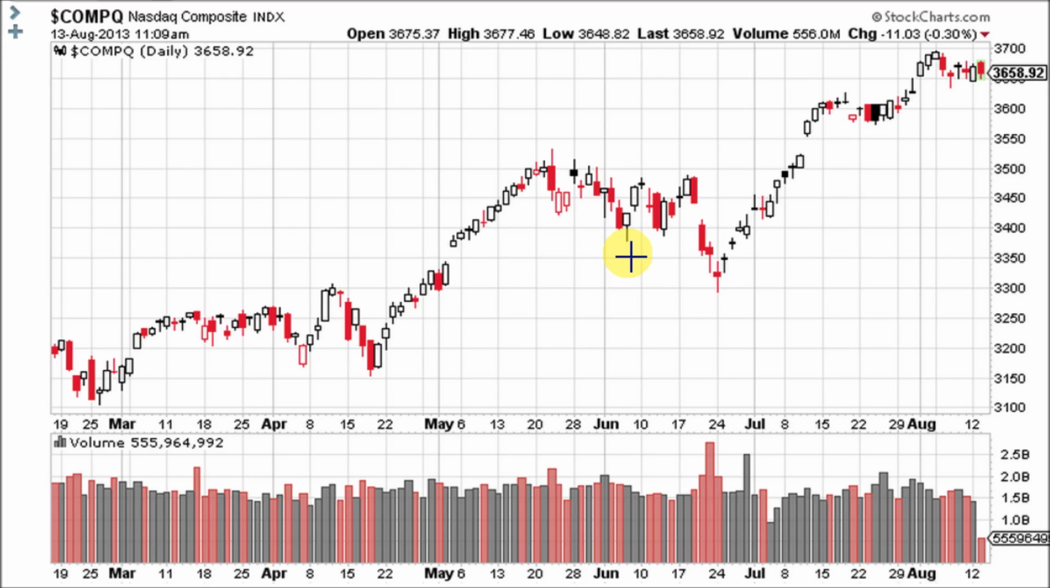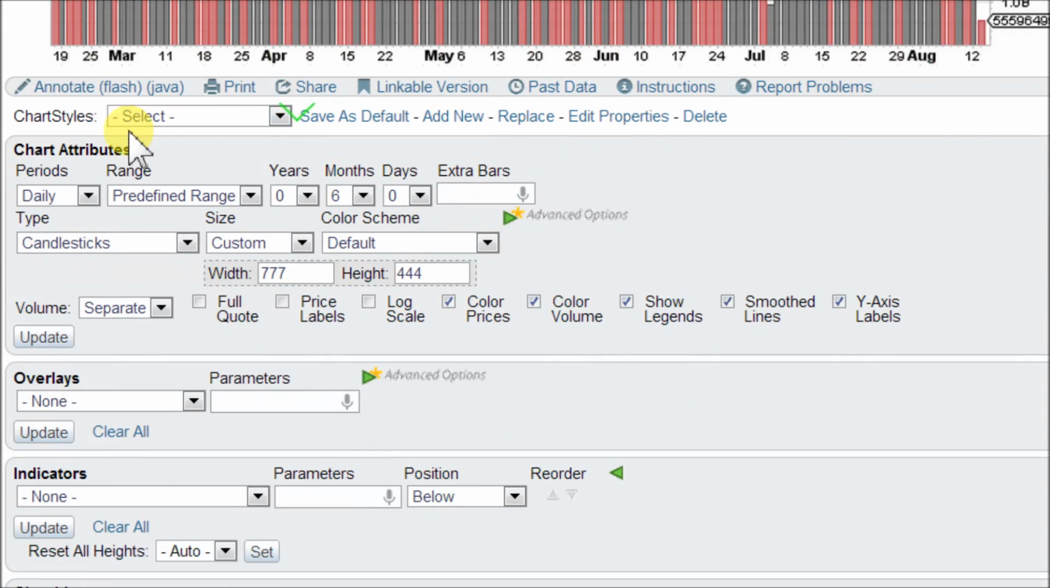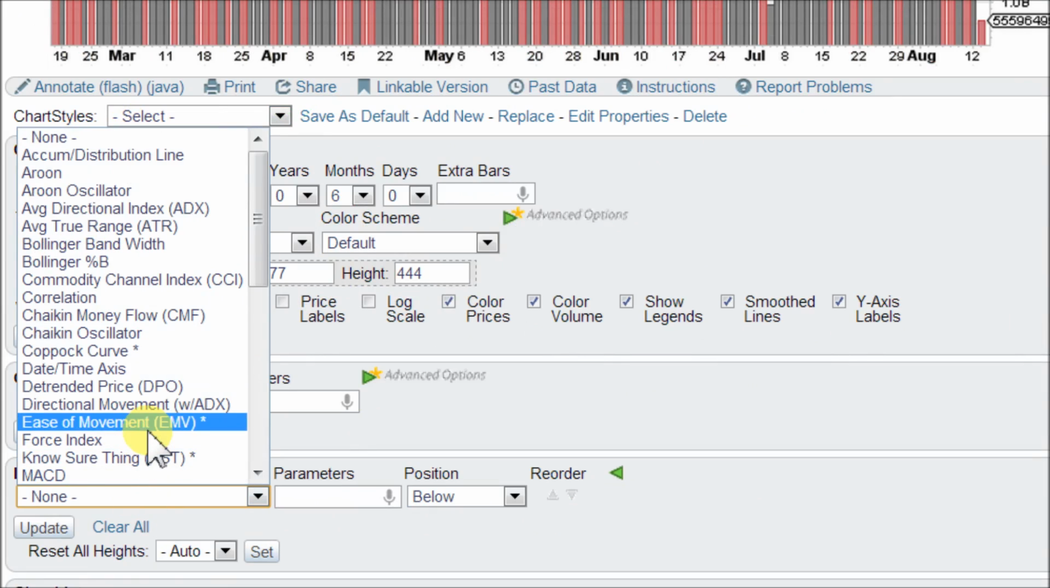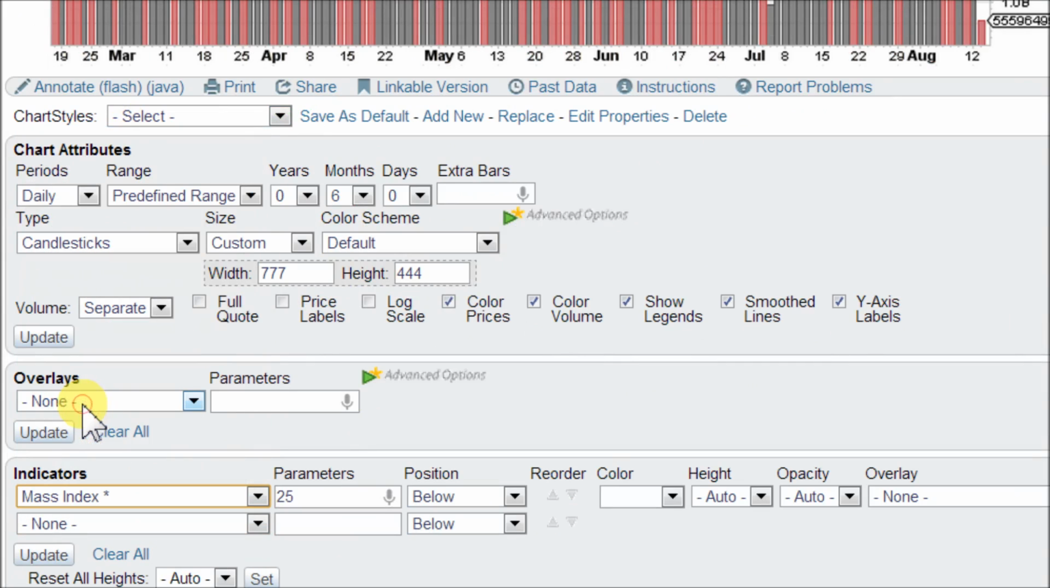the next move. So let's go ahead and load up Mass Index on this chart for the NASDAQ Composite. One reason you would like to know if the index is about to do a reversal is because many of the stocks listed on that index follow its movements, and they will also be doing reversals. So let's scroll down to the chart attributes area here at stockcharts.com, and in the indicators area, click on that box, click on Mass Index.